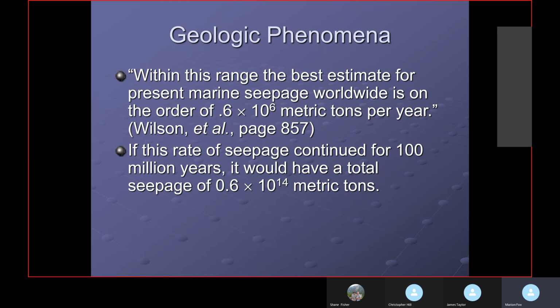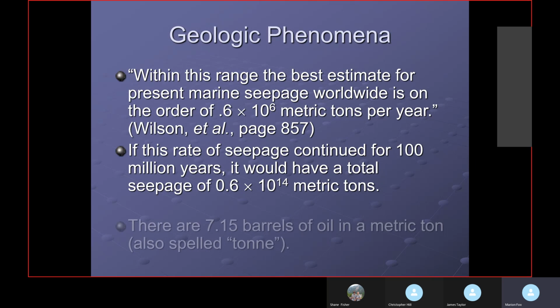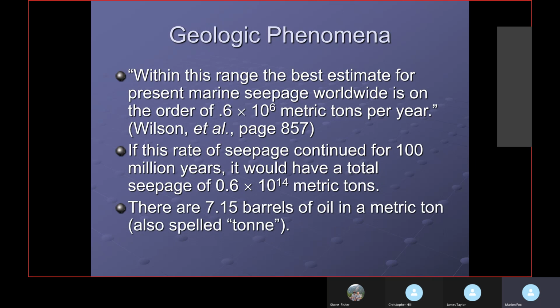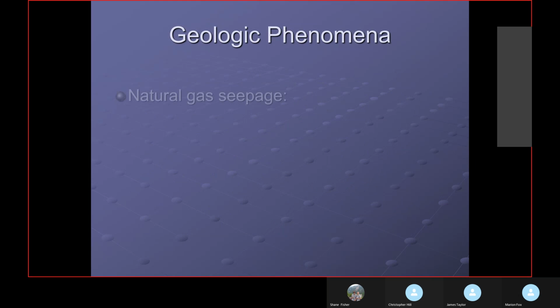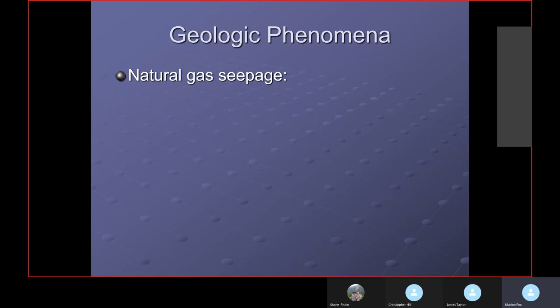Okay, a little bit bigger than what we call a short ton, which is 2,000 pounds. Okay. There are 7.5 barrels of oil in a metric ton, and so there's 7.5 barrels of oil in that. So that's how many barrels of oil would have come up through the ocean. Now, what about natural gas seepage?